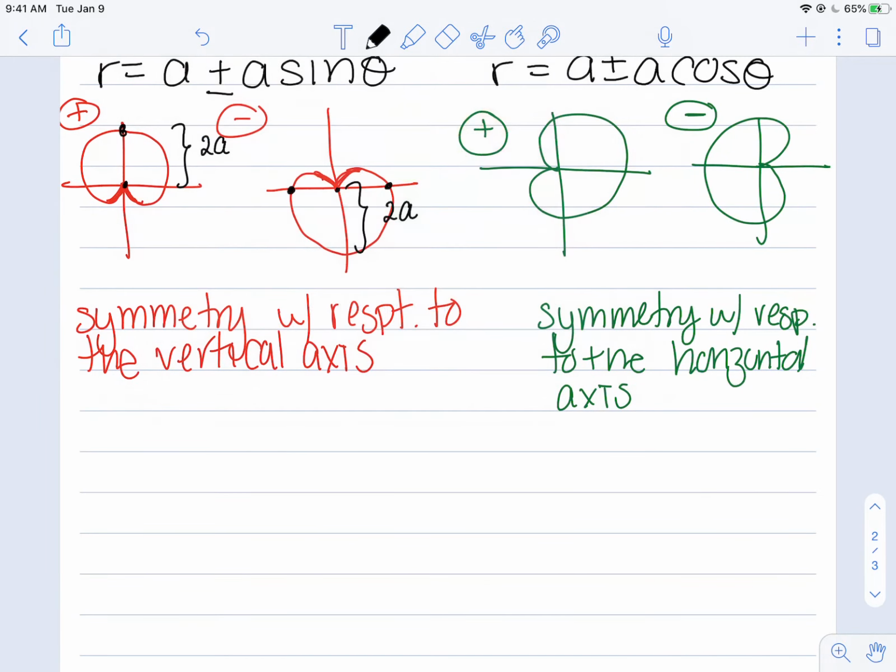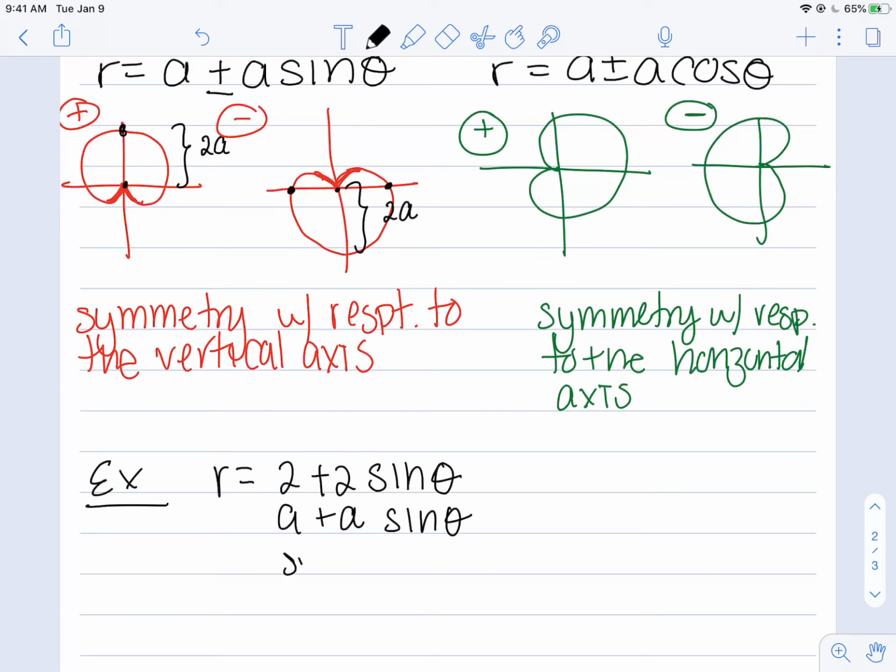So let's try an example. All right, let's say I gave you r equals 2 plus 2 sine theta. Right away you know it's a cardioid because these two values are the same. Okay, you know you're going to have symmetry with respect to the vertical axis. So, vertical axis symmetry.